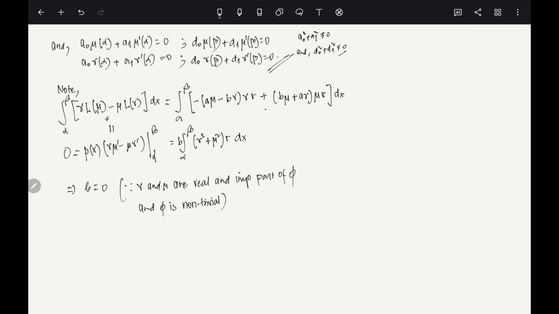If B is 0, therefore lambda has to be equal to A, which is in R. Is it okay? So basically what it says is this: for a regular Sturm-Liouville boundary value problem, the eigenvalues are always going to be real.